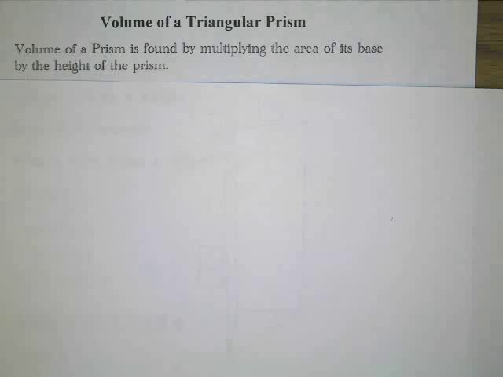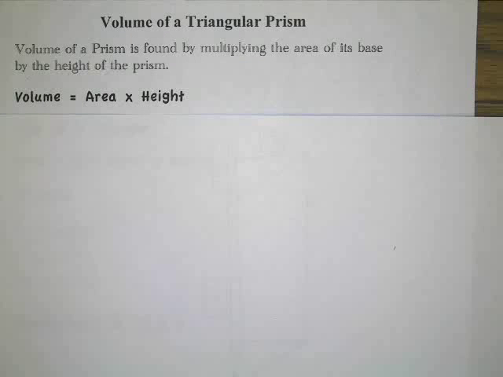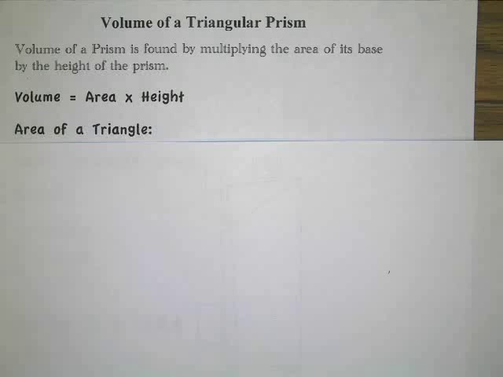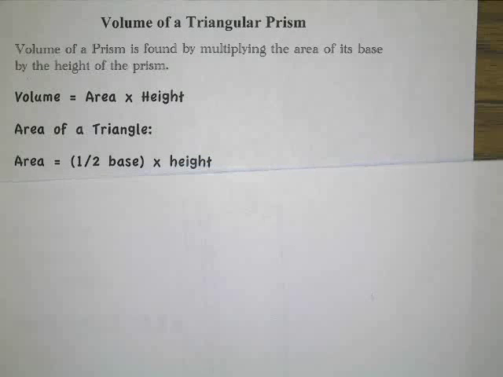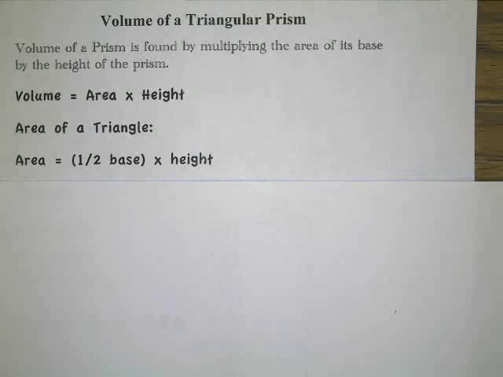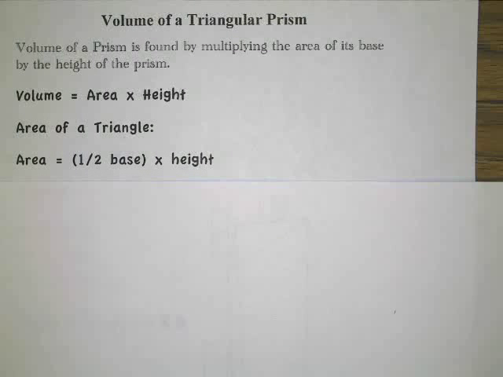Half base times height. A half times the base times height. Or half the base times the height. So volume is always area times height. Remember that. The area of a triangle, as Caitlin said, is half the base times the height.